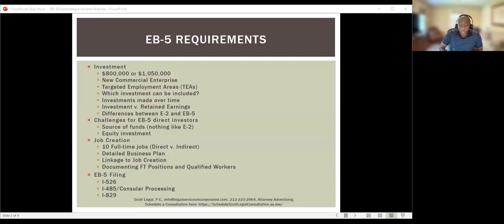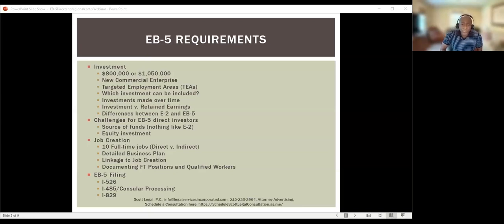Now, one of the big changes was in March of 2022, and as we go through these, I'm going to talk about some of the changes. In the past, the calculation of a TEA, for example, regions where the unemployment rate is 1.5 times the national average, could be determined by individuals, but that determination can now be done exclusively by the US government. So that significantly curtailed the ability for some projects to fall under this lower investment amount.